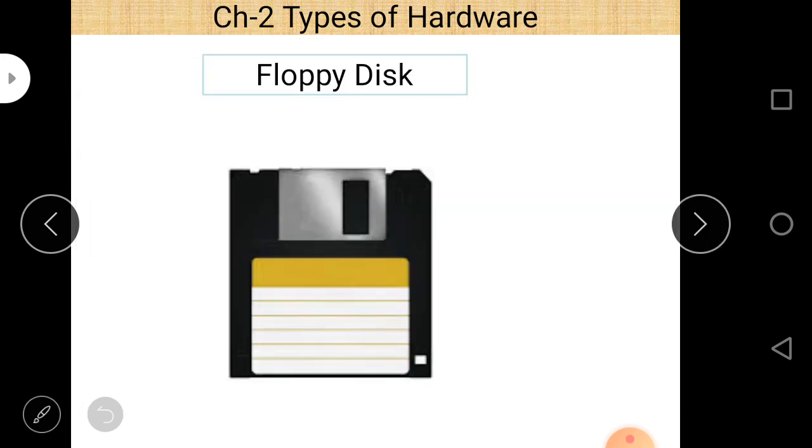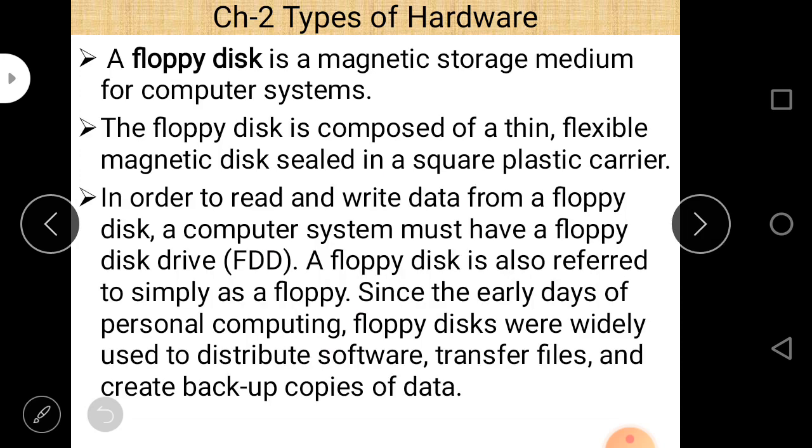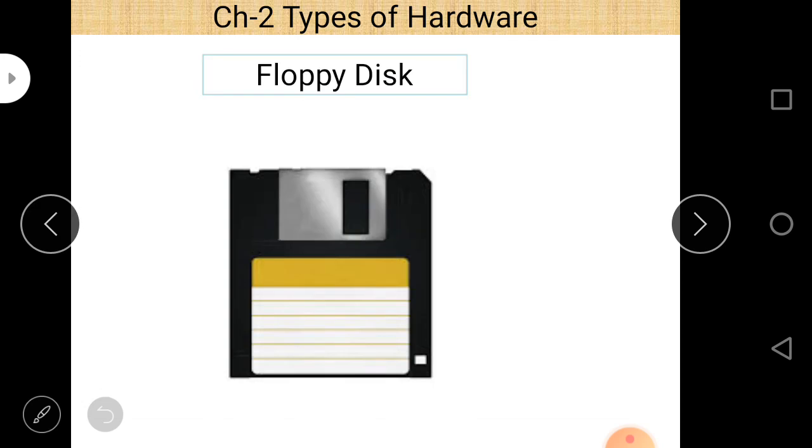So let us start. First of all, floppy disk. We all know about floppy disk, I think. So let us take a quick look at the points regarding floppy disk. First of all, this is a type of magnetic memory; floppy disk and hard disk basically belong to magnetic memory.